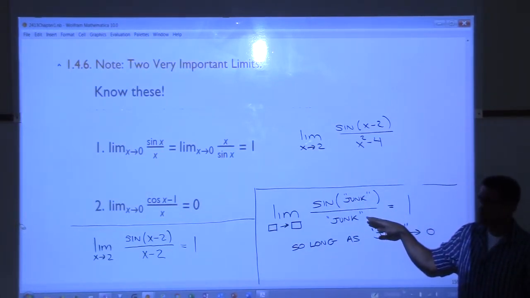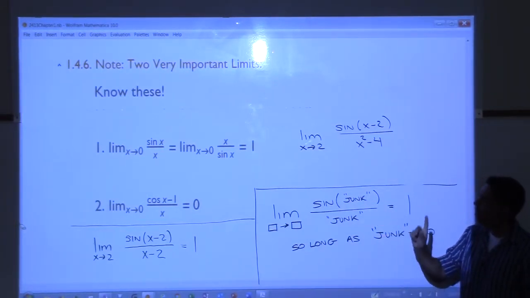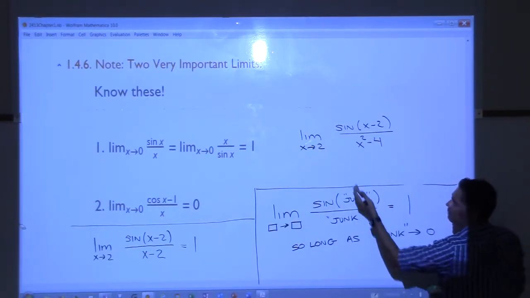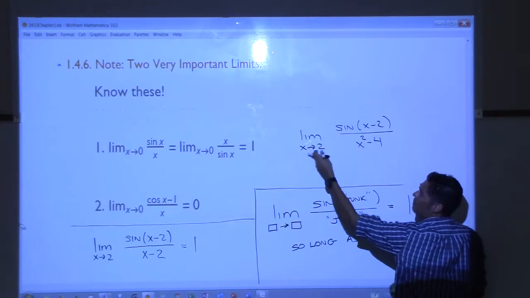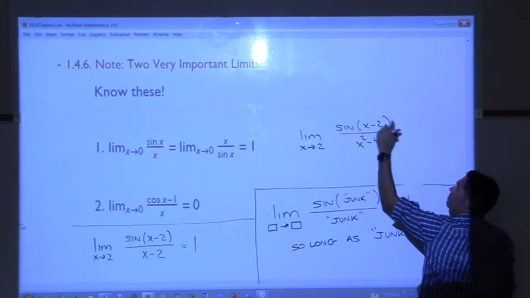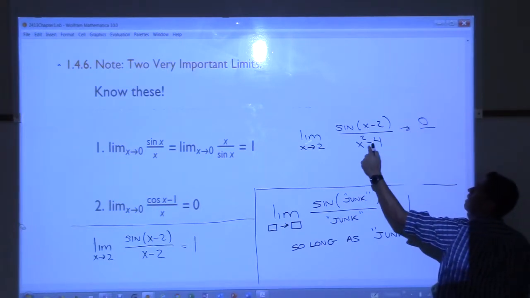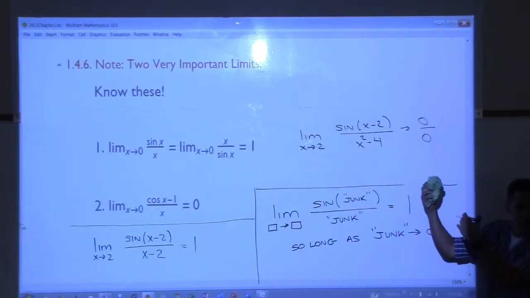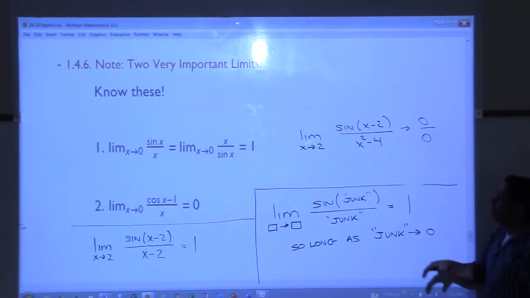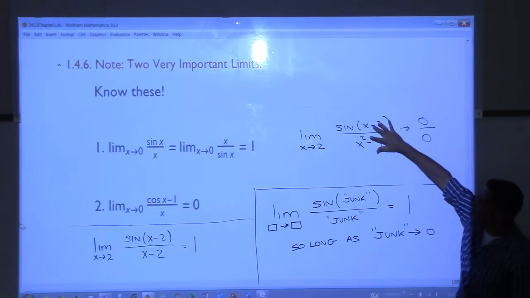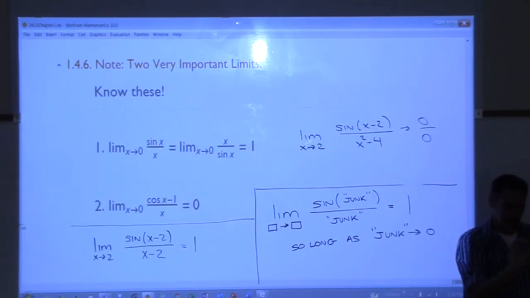So you can't use this, right? You can't. However, I should point out that if you let x go to 2 here, what happens if x goes to 2? That goes to 0, right? Sine of 0 goes to 0 on top. And then 2 squared minus 4 is still going to 0. So we do have 0 over 0 here, right? So we do have a problem. But we can't go directly to this answer because these two things do not match. They have to be identical.